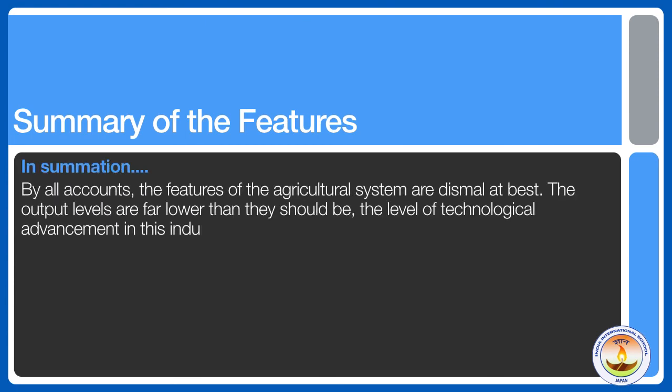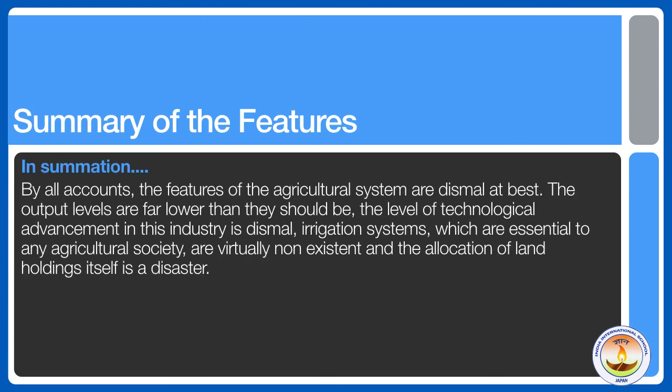So, what have we seen here? If we look at a summary of the features, we notice that by all accounts, the Indian system is dismal at best. Output levels are far lower than they should be. Advancement is limited. There's no irrigation or limited irrigation. And the society itself is not set up in a way such that the farmer is able to maximize their land holdings. All right, that leads us into the next topic, problems of agriculture, which you'll see is very, very similar to this topic.